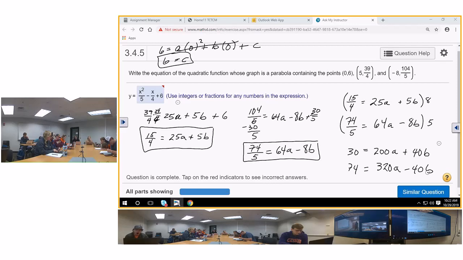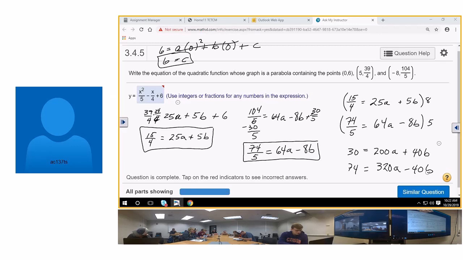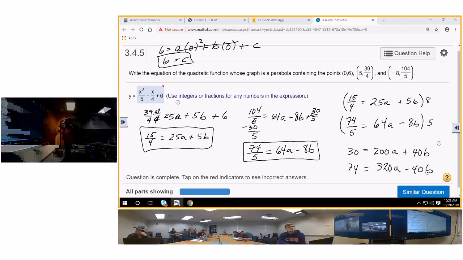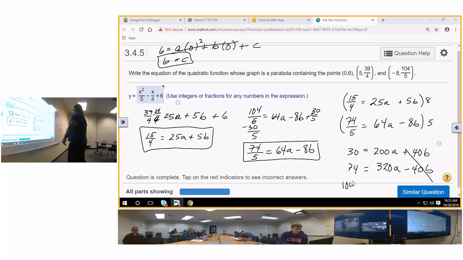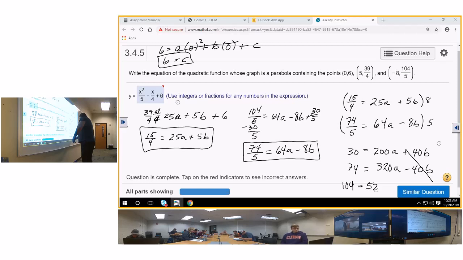That 320 looks different. I don't have 320 anywhere. Okay, that's where I went wrong. I knew that 320 didn't look right. All right, so now the 4B's cancel, and 30 plus 74 is 104, is equal to 200 plus 320 is 520, right? And that's going to be 1/4 or something like that. Somebody check me. A divided by 520. Yeah, it's 1/4. Is that 1/4?